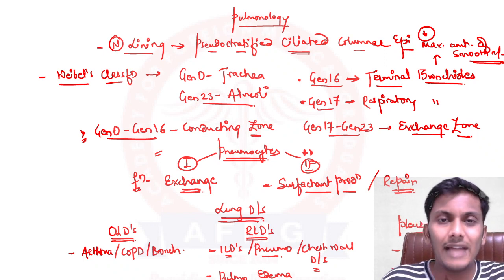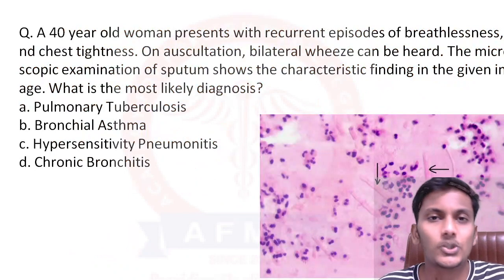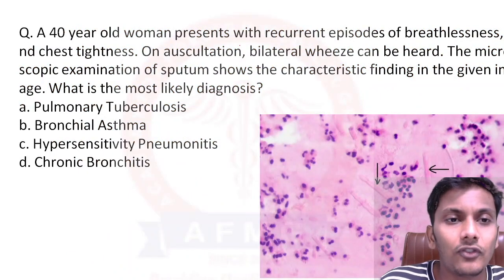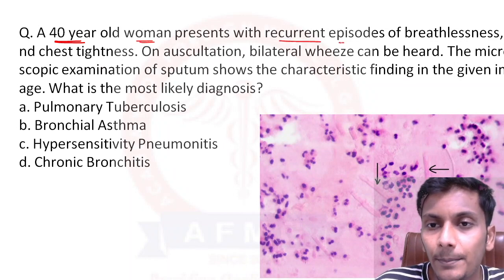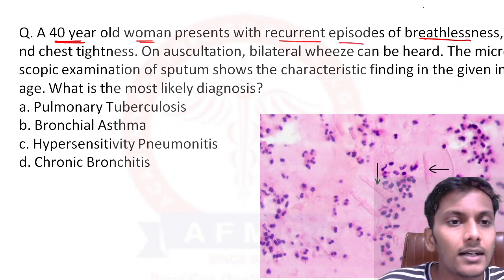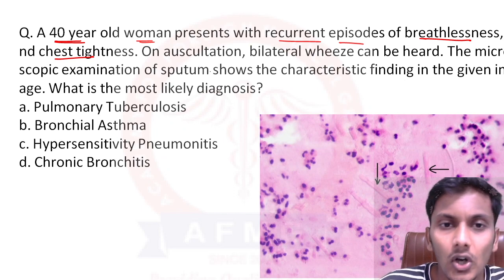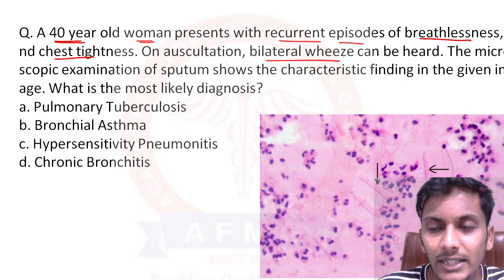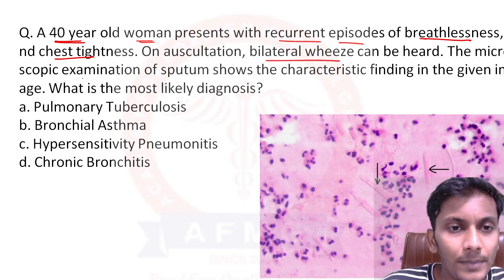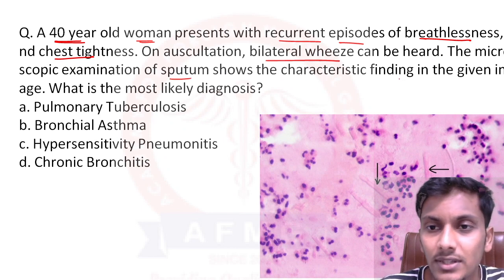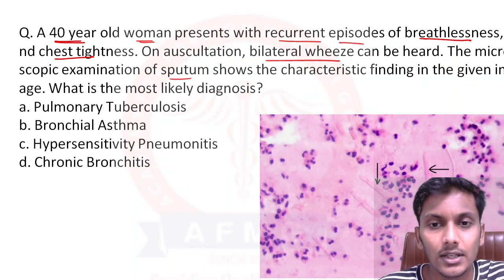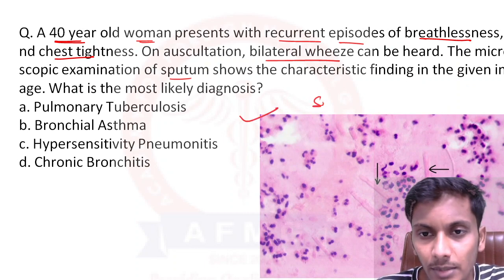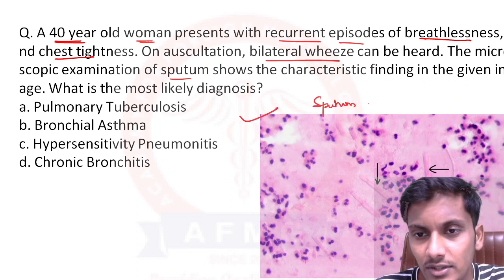Now let's move on to the actual questions, guys. The first question: a 40-year-old woman presents with recurrent episodes of breathlessness and chest tightness. On auscultation, bilateral wheeze can be heard. The microscopic examination of sputum shows the characteristic finding in the given image. What is the most likely diagnosis? So this is your sputum examination. Please remember, the image given is of sputum microscopic examination.